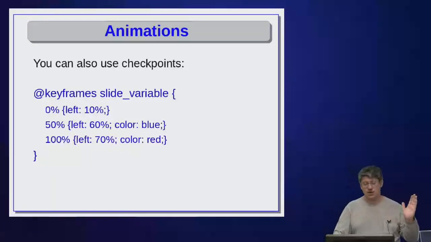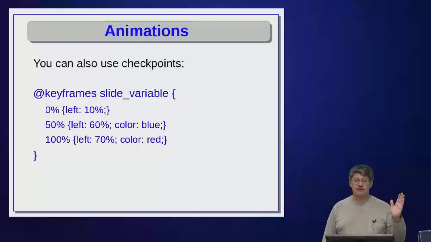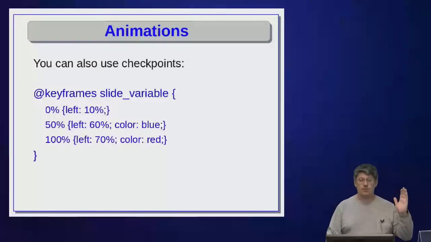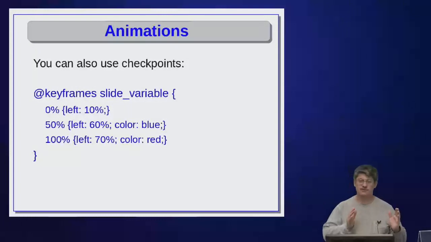But as it's going from 10% to the left to 70% to the left, it's going to pass through 60%. So when we're half done with the animation, it'll be at 60%. And then for the last half of the animation, it's only going to grow slowly to 70%. So for the first 50%, it's going to go from 10 to 60, and then from 60 to 70. Also, when it gets halfway done with the animation, it'll turn blue. And then for the next half of the animation, it'll slowly turn from blue to red.